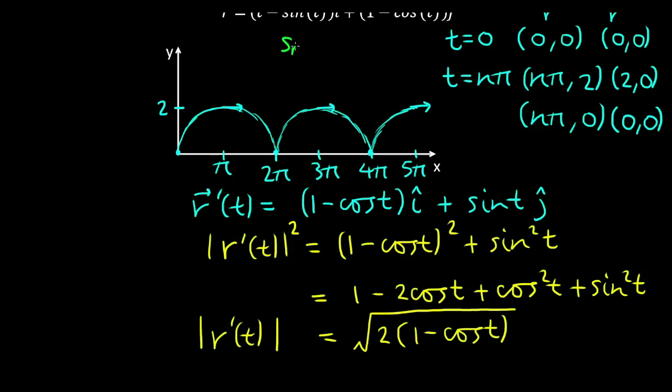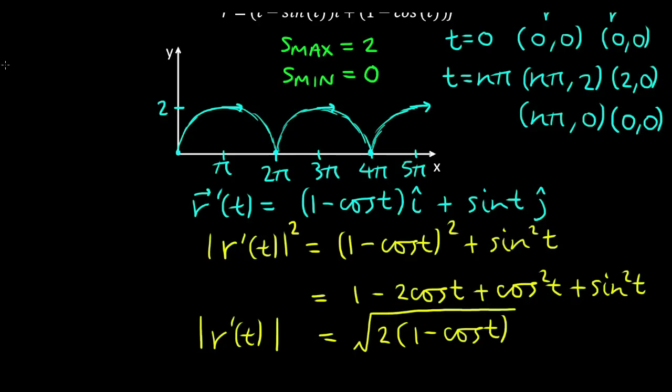Now the maximum speed is obtained when t is an odd multiple of pi. So we get 1 minus cosine pi, which gives 2, times 2 is 4, so root 4 is 2, which is in units of length per time, and the minimum speed is obtained when t is 0 or an even multiple of pi. So that gives a minimum speed of 0.